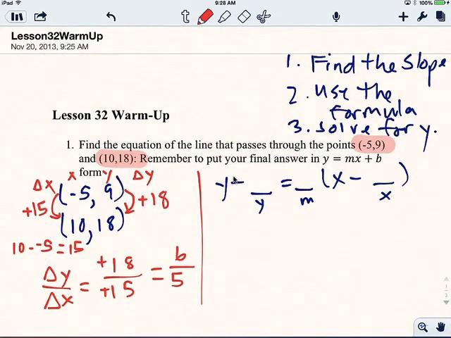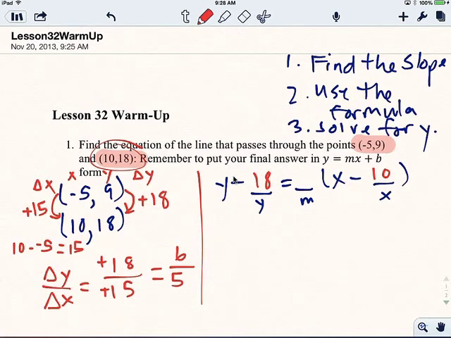So what we noticed yesterday is that it does not matter which point you choose. I tend to choose the point that has both positives if there is one, and that's 10 and 18. So the y from that point is 18. The x from that point is 10. So I'm going to put the y with the y and the x with the x.